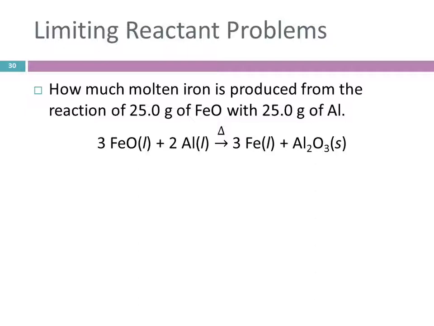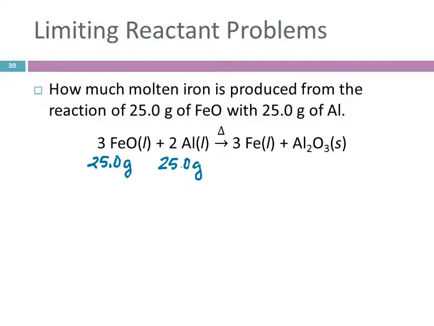So this is a little more involved here. How much molten iron is produced from the reaction of 25 grams of FeO with 25 grams of aluminum? Here we've got our balanced chemical equation, and we're going to use that to organize our information. So they're saying I have 25 grams of FeO, so I'm going to write that here, 25.0 grams. And I also have 25 grams of aluminum.